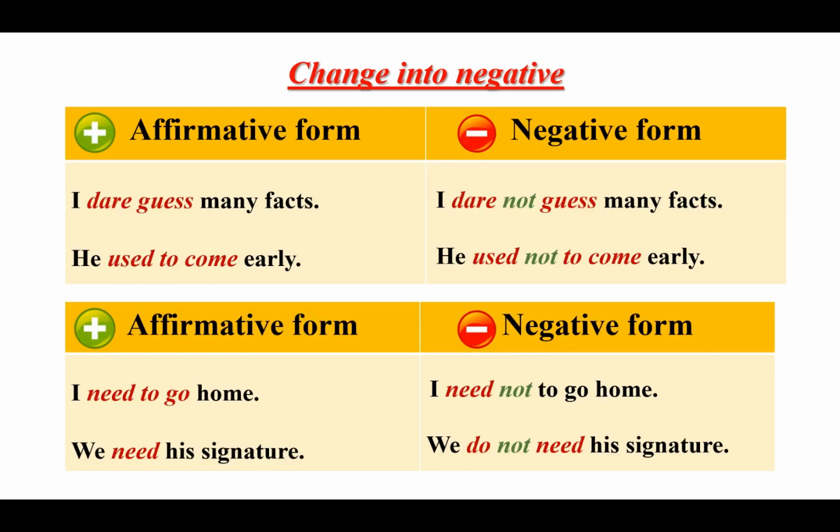It's important to note that we don't always need to use do or does when forming negative sentences. For example, here we have the subject I followed by the helping or auxiliary verb and the main verb, which is guess. So, in this case, we need just to add not after the auxiliary verb. For example, in affirmative form, I dare guess many facts. In negative form, I dare not guess many facts.